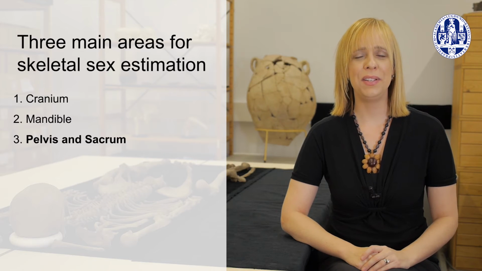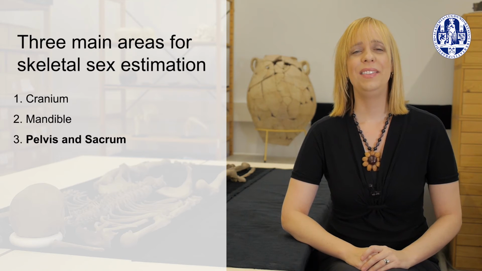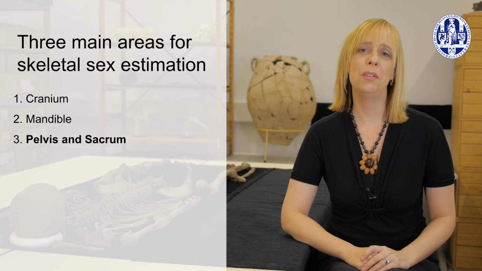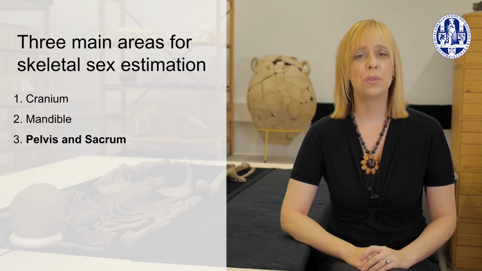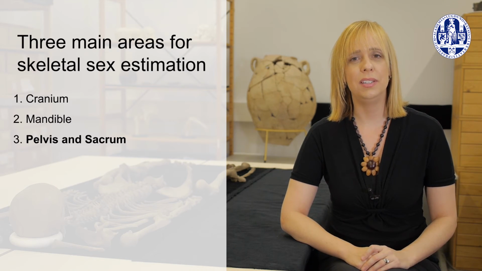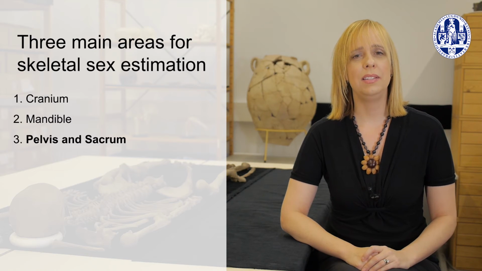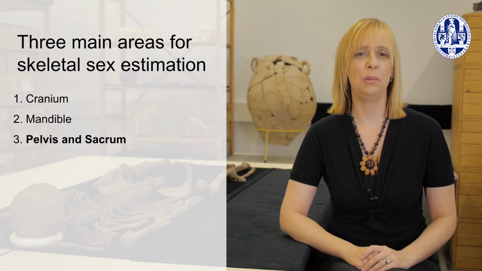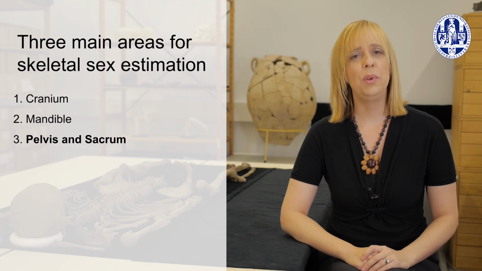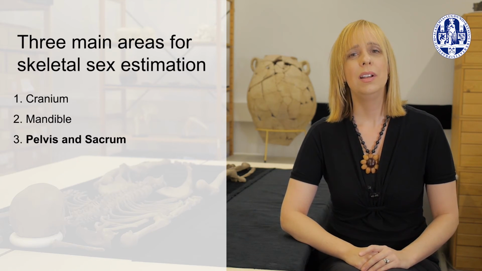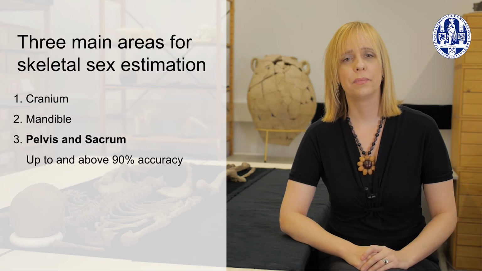Now, onto the pelvis, or os coxa. This part of the skeleton is by far the most accurate for sex estimation. It usually shows rather pronounced sex differences related to females needing to undergo pregnancy and childbirth. With well-preserved ossa coxae, in which many traits can be scored, we can achieve an accuracy of greater than 90%.